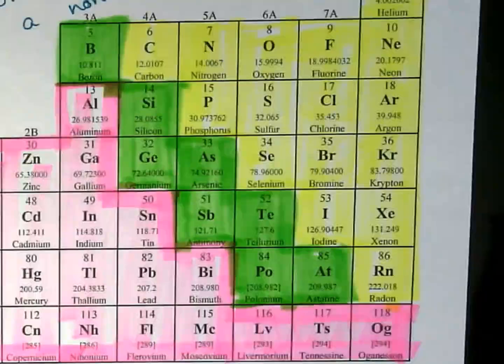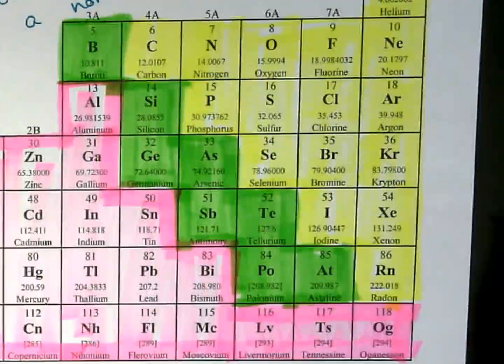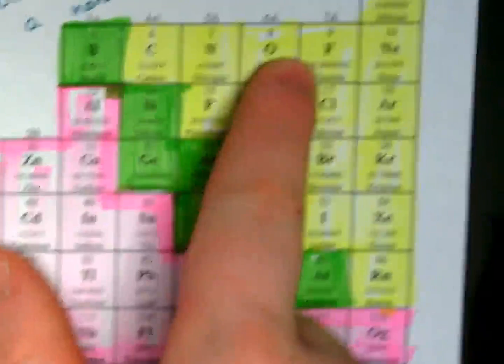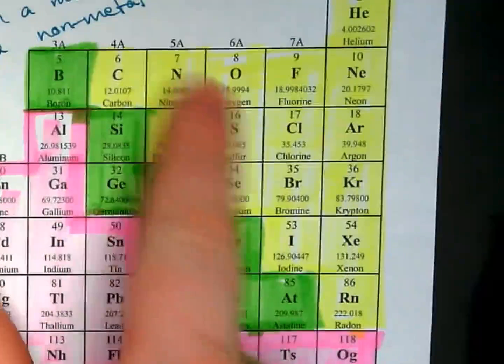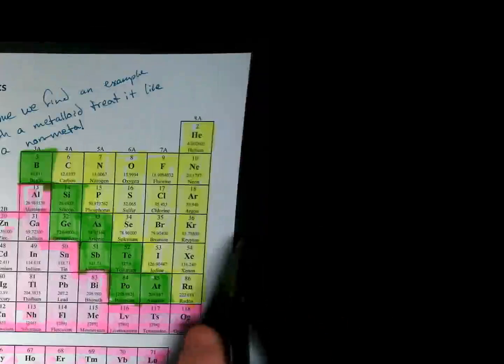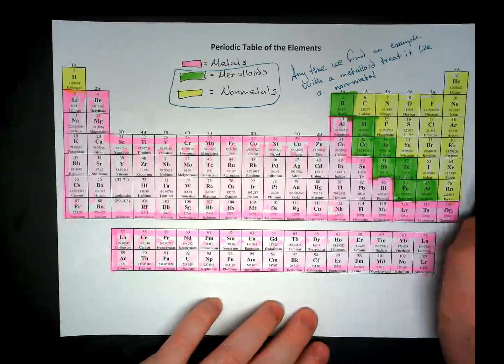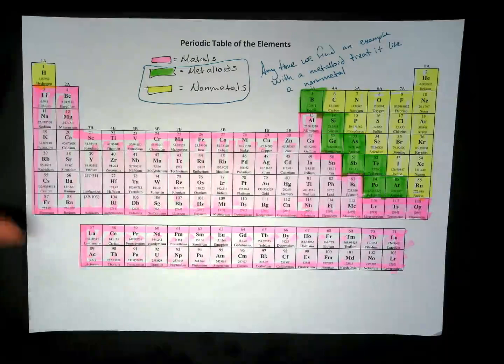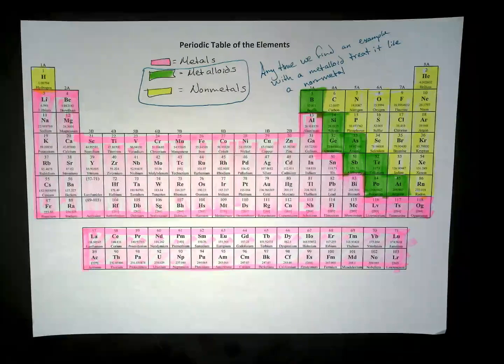So again, the green is metalloids. Hydrogen's also a nonmetal, by the way, if you didn't notice that. Hydrogen's a nonmetal. The metalloids will all be green. And then all the nonmetals are going to be yellow. So I'd pause this video here. I'll put this in the center again. I'd pause the video, take a peek at this, and color it the way I've got it colored here. So pause the video here, color it in, and then start playing it again.